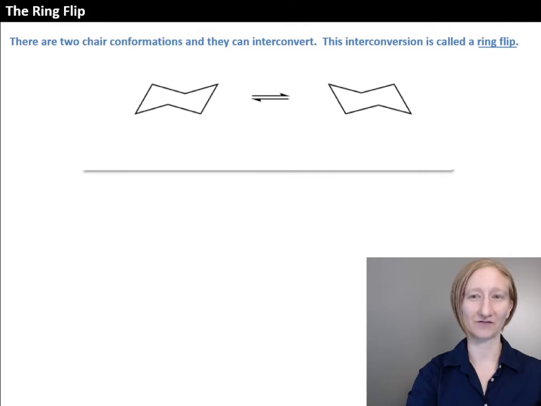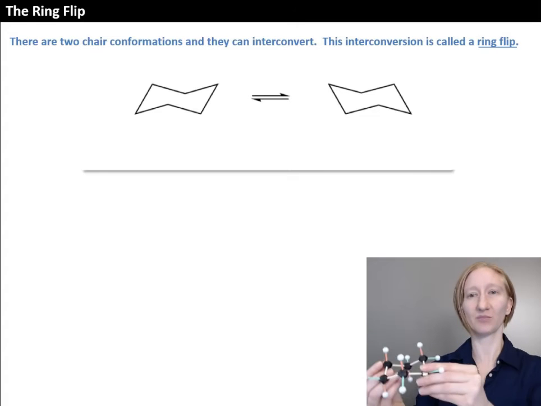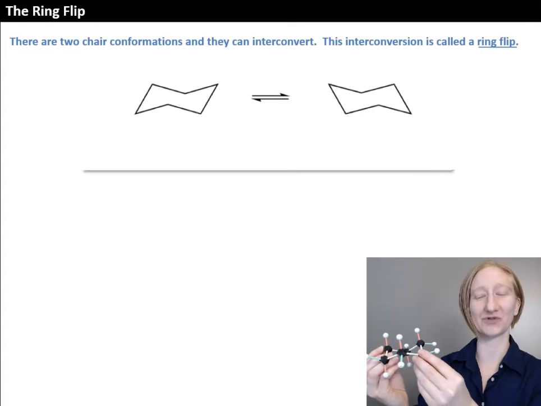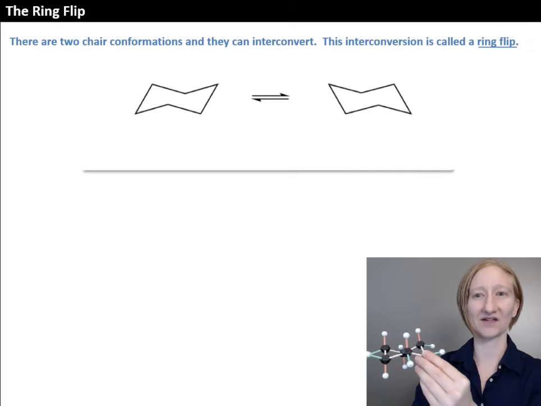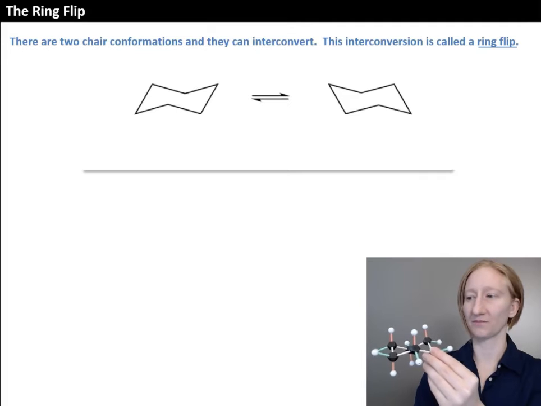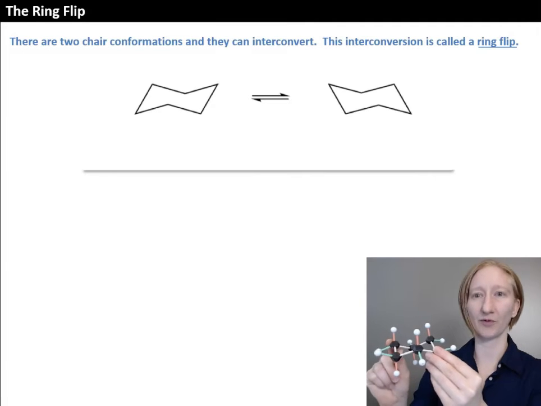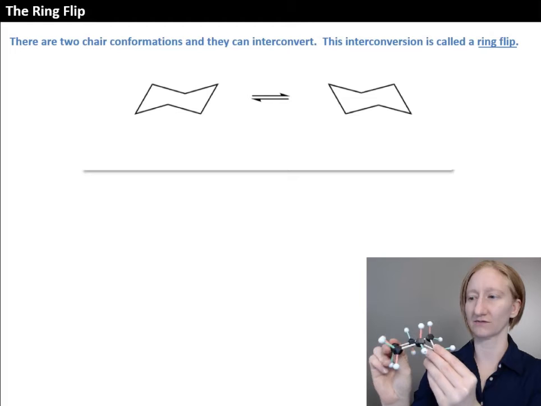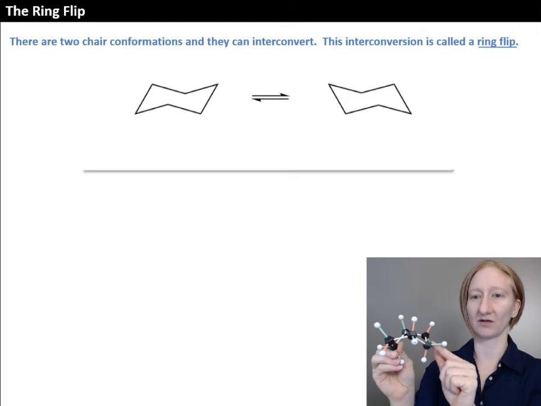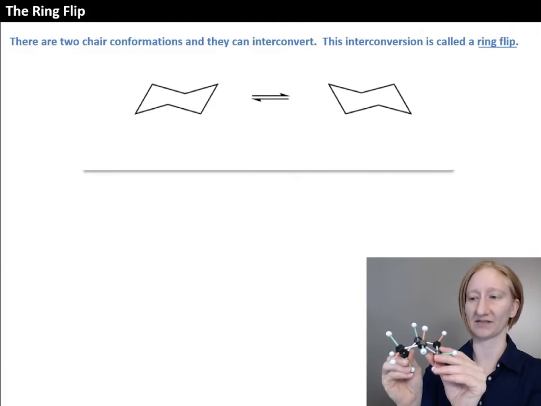And I'll show you this ring flip, or interconversion between conformations, first with my model. And I'll use the model where I have all of the axial hydrogens with pink bonds and all of the equatorial hydrogens with green bonds. And here I can do what's called a ring flip. In a ring flip, the top pointing or up pointing carbon bends down, and the bottom or down pointing carbon bends up.